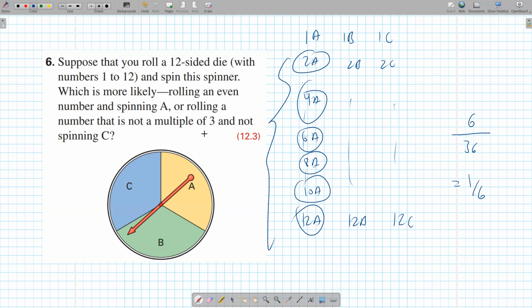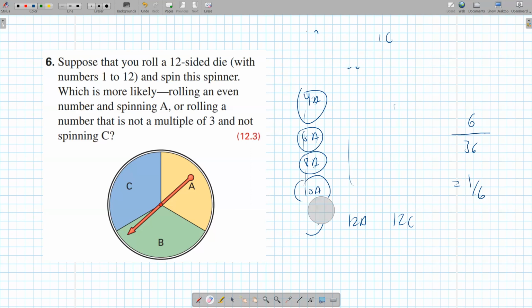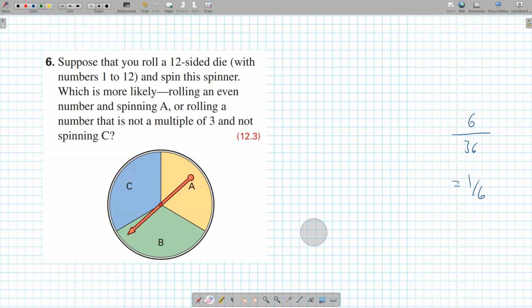What about this one? Rolling a number that is not a multiple of 3, and not spinning C. So we know the answer to the first thing is 1 out of 6. Now let's look at the second one. What does that mean? That means 1A, 1B, you can't have C, correct? 2A, 2B. And 3 is out because it's a multiple of 3. Then 4A, 4B, 5A, 5B, 6 is out, 7A, 7B. What's the next one?